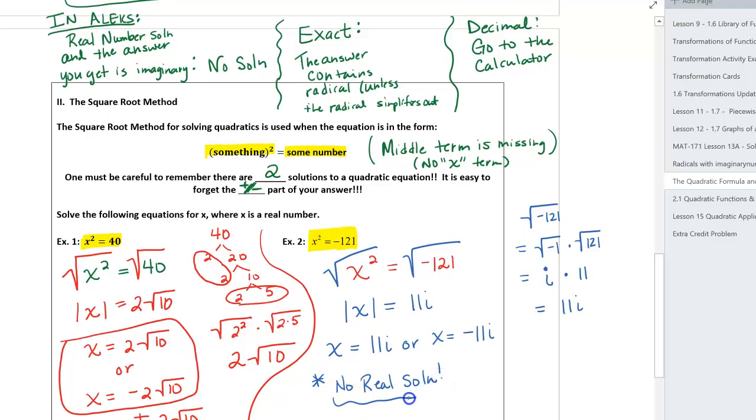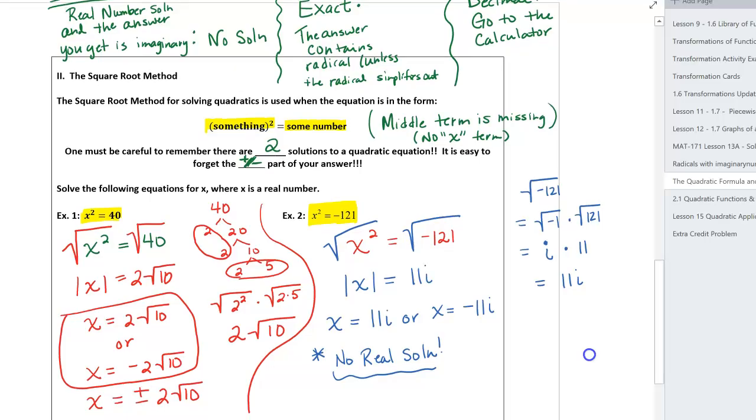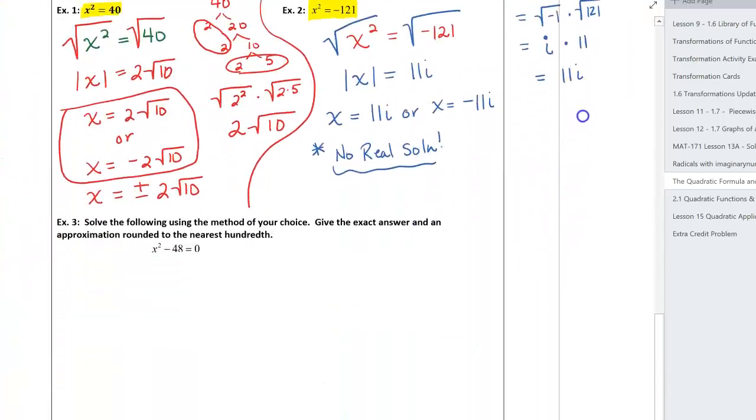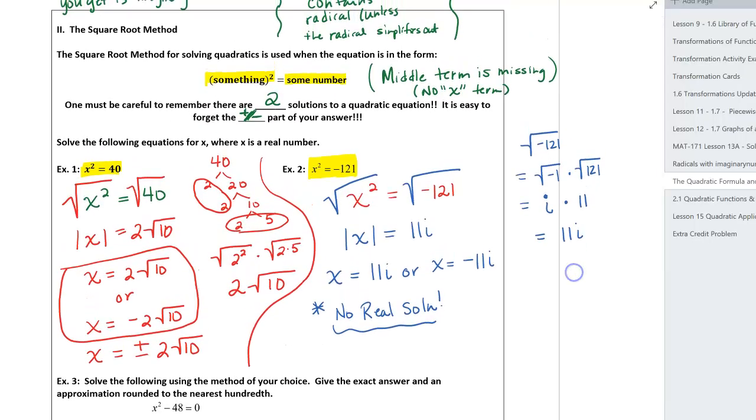If I ever ask you to solve a quadratic equation, I'm going to want the solution whether it's real or imaginary. Also, if they had asked for an exact answer for number 1, then it would be 2 times the square root of 10 or negative 2 times the square root of 10. And if they wanted the decimal answer, you would just enter that in the calculator.